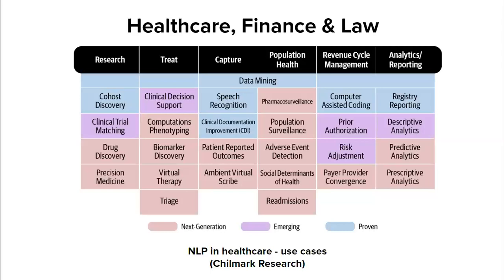And then there are emerging technologies, which are relatively new technologies where NLP is used. For example, things like clinical trial matching or decision support or some kind of descriptive analytics. And then there are more next generation technologies which are currently in research, and NLP is being used actively in research, but they are not readily productized yet. Say, for example, drug discovery, or using NLP in phenotyping or triaging, patient triaging, or virtual therapy.